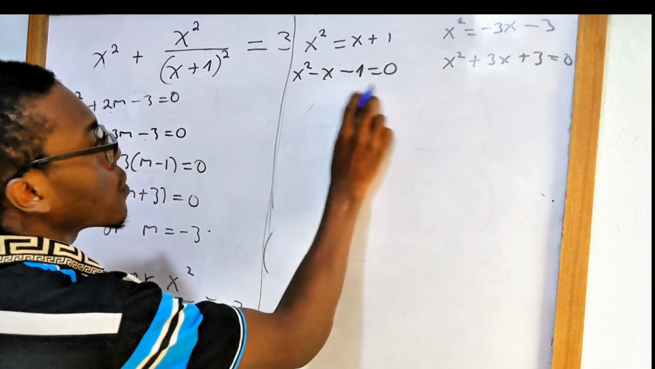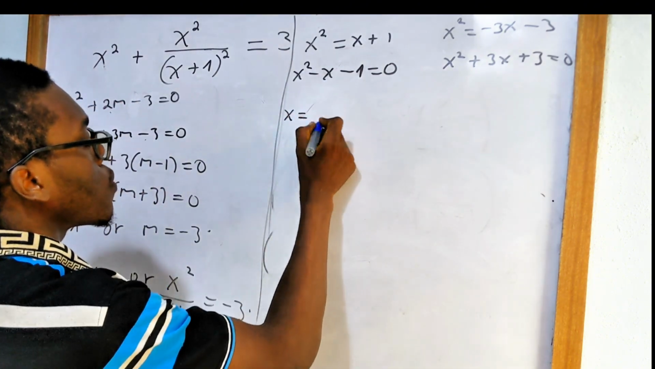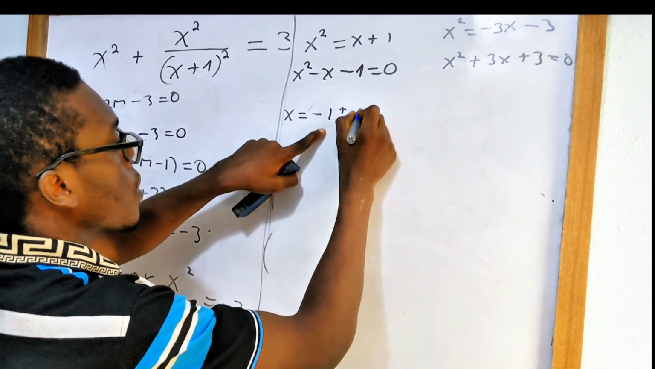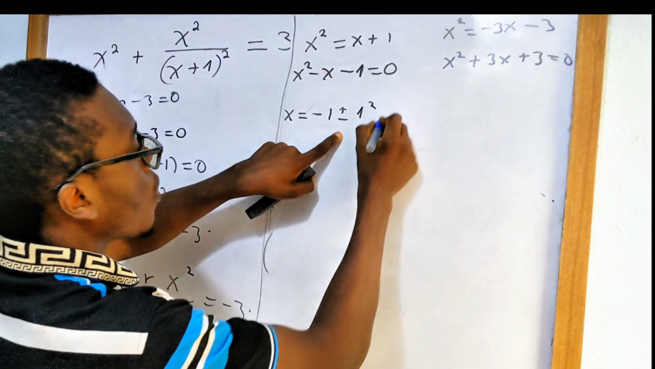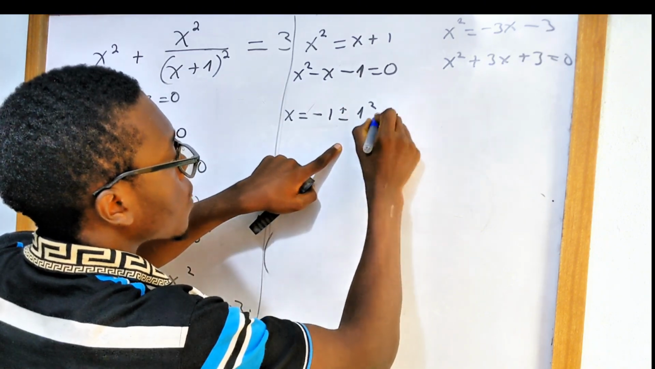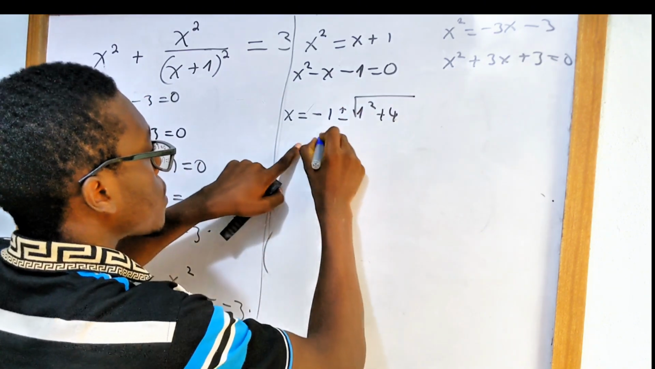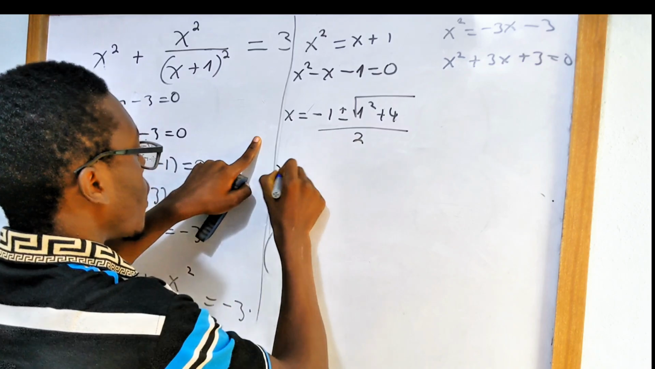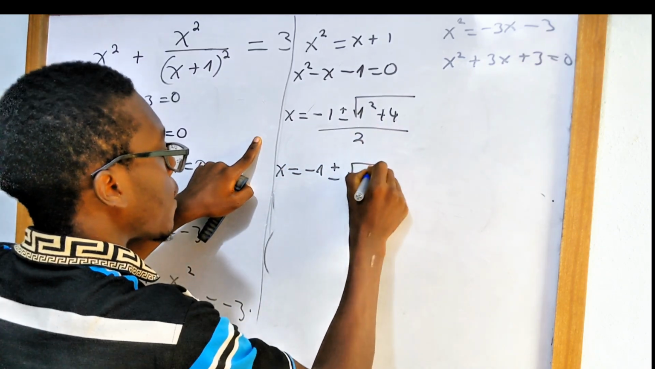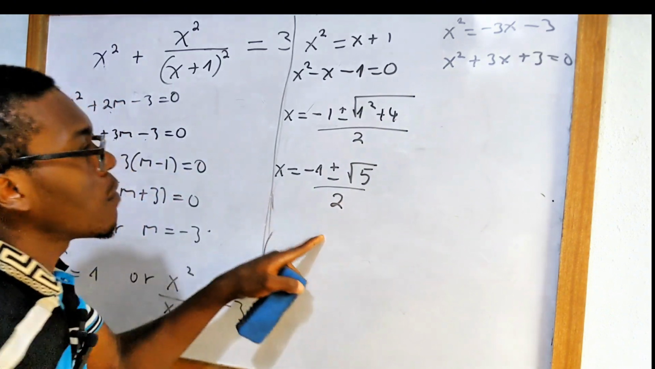Hence, we are going to simplify this to have x equals, using the formula, minus b plus or minus the square root of b square minus 4ac. Here, minus 1 square will be 1, minus 4 into 1 into minus 1 will be plus 4. Square root of this all over 2. Therefore, x equals (1 plus or minus root 5) all over 2. That is one value of x.